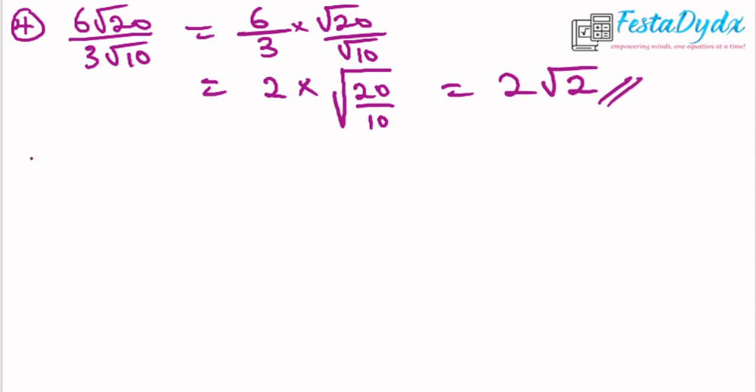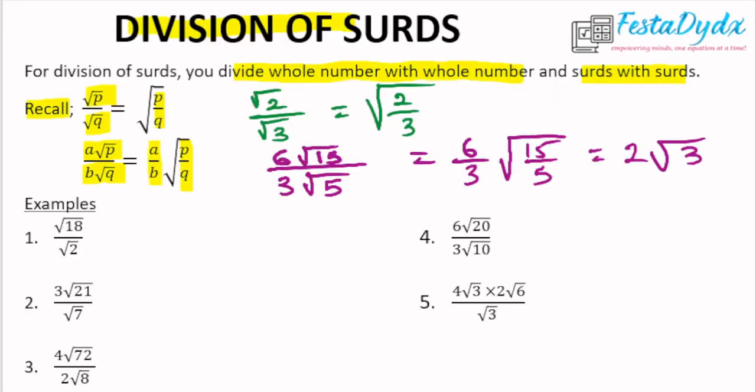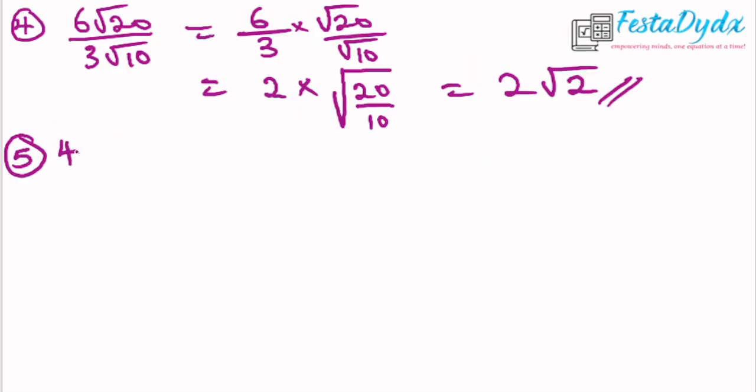And now let's move to the final example under the division of surd, number 5. The question here says 4√3 times 2√6 all over √3. All right. So in our last video, we worked on multiplication of surd. So we're going to apply that multiplication for the numerator before we can divide with the denominator. So I hope you remember what we did in our last video. If you've not seen that, just check the description box. You'll see the link to that video.